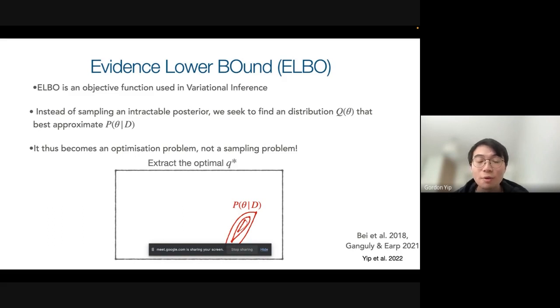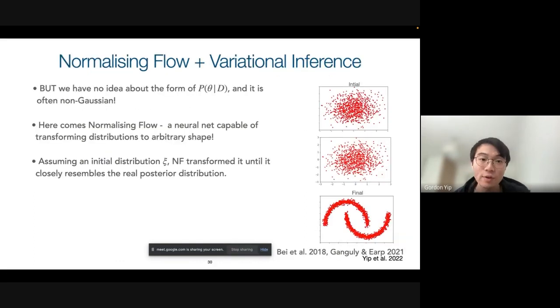And how do you do that? How do you find a perfect distribution that enables you to do that? Most of the time it is impossible because you don't know the underlying form. And here comes the normalizing flow, which is a machine learning algorithm. Its main job is to transform from one distribution to another, arbitrary distribution.